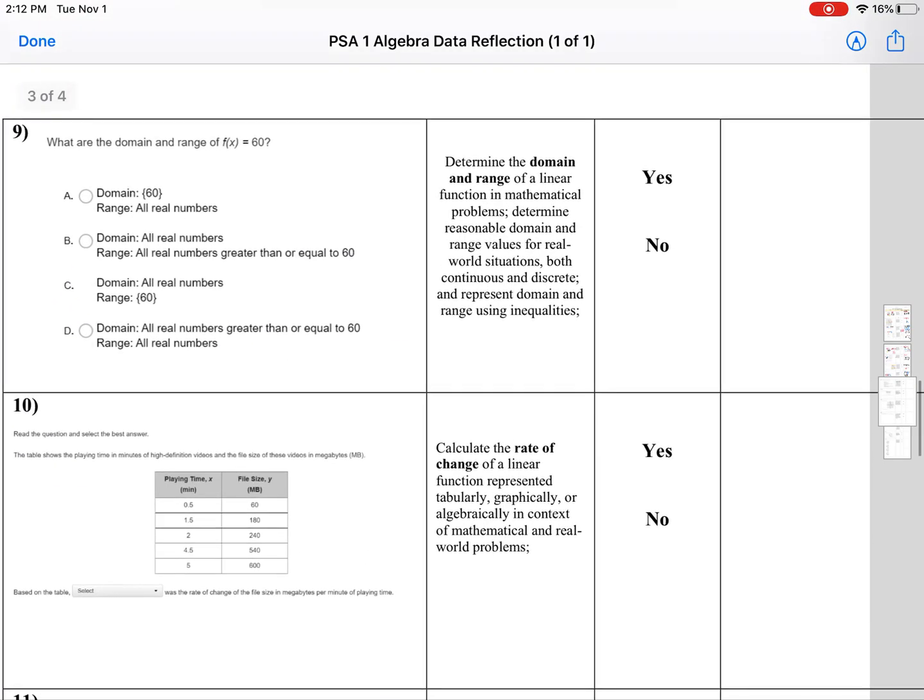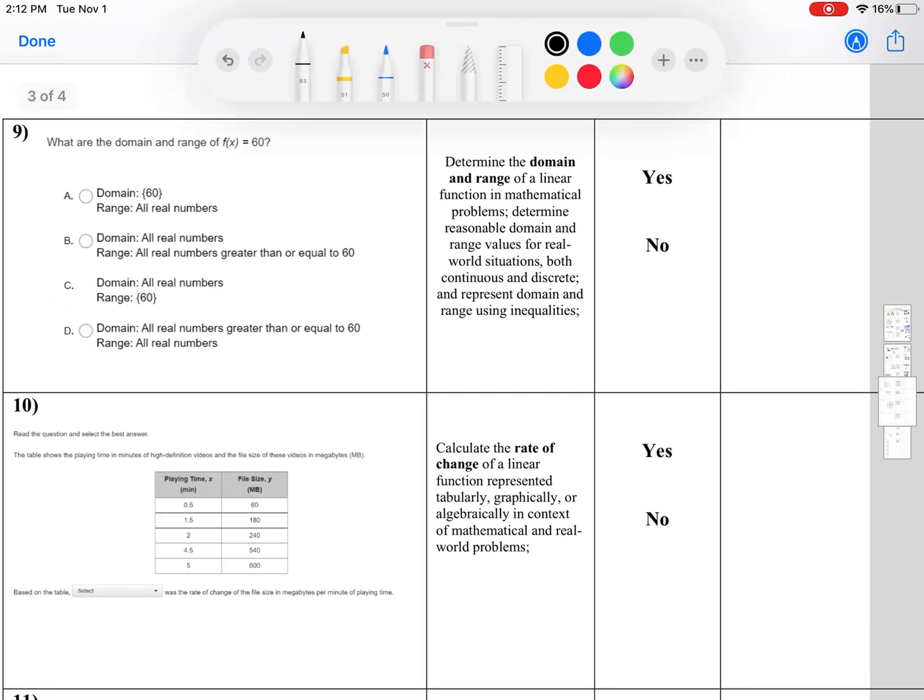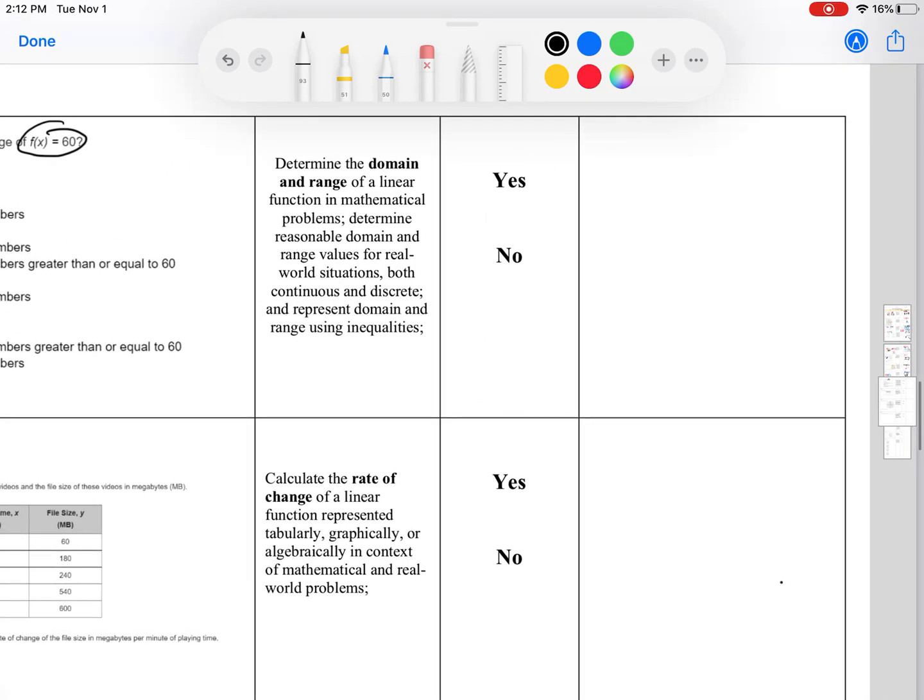All right, the next question is weird. So this next one says f of x equals 60. Well, if you went to the calculator and you typed in f of x equals 60, f of x is the same as y equals, and then 60 is this number right here. So y equals 60 is a line that cuts through 60 on the y-axis, and it's horizontal, it cuts straight across.